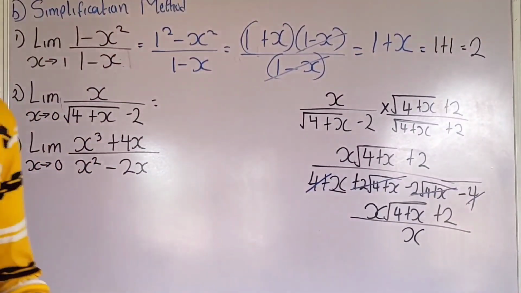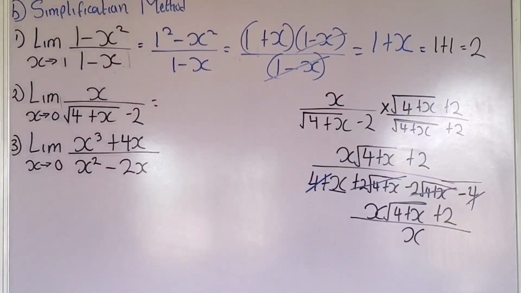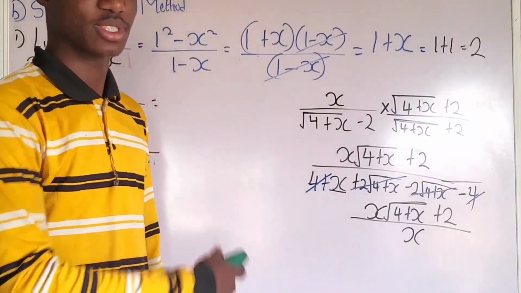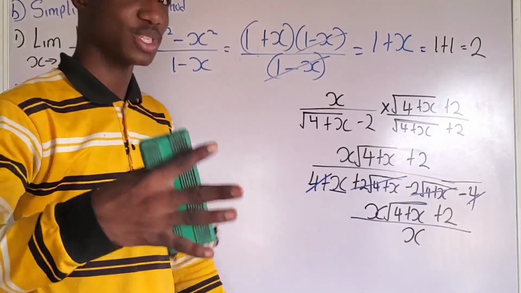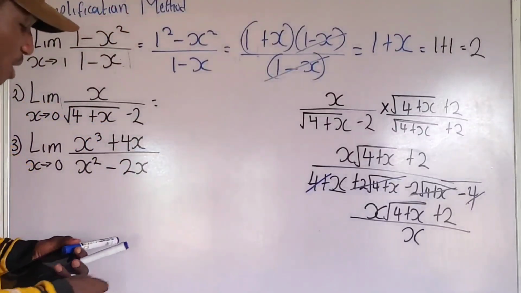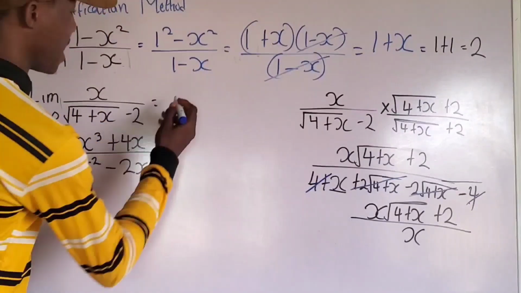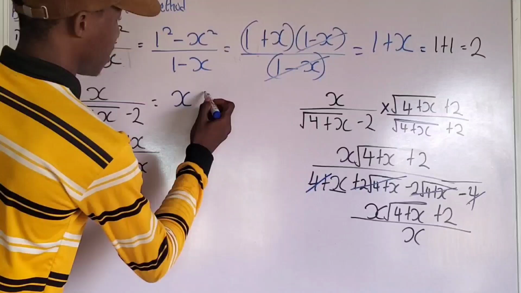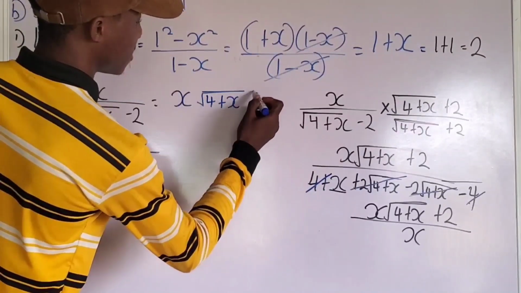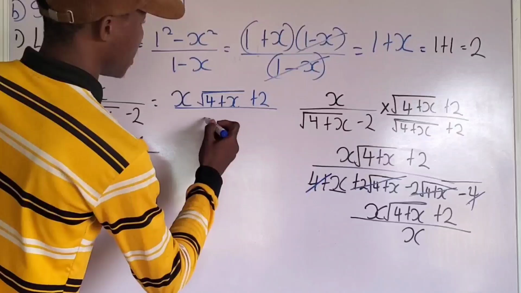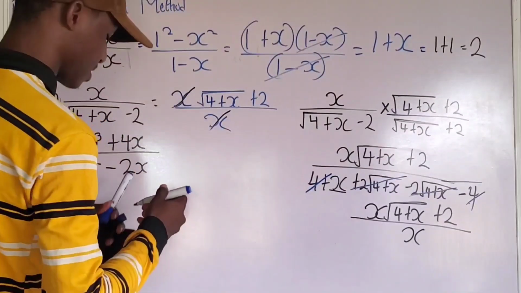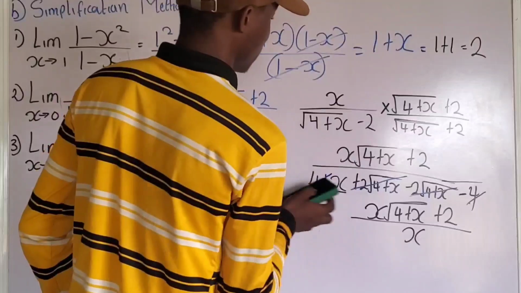Now, if you are solving this in the exam, you don't have to show all this long step, okay? It is because I'm teaching you. That's why I want you to understand what I did before I put the function. So here we're going to have x times (root 4 plus x plus 2) all over x. Now, don't forget as well that this x can cancel this x. So we are left with what?